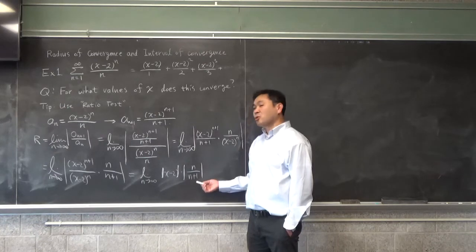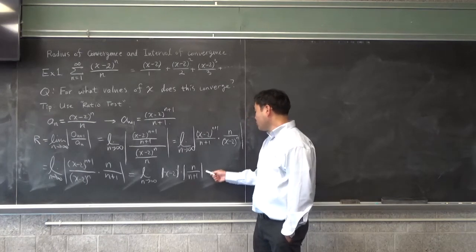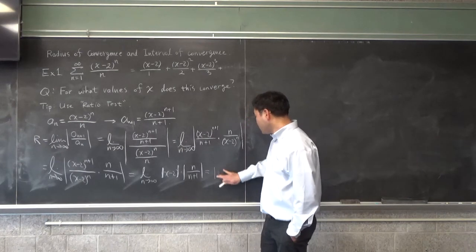Or you can just use L'Hopital's. This is infinity over infinity, so if you differentiate top and bottom, it's 1 over 1. So that gives you just the absolute value of x minus 2.